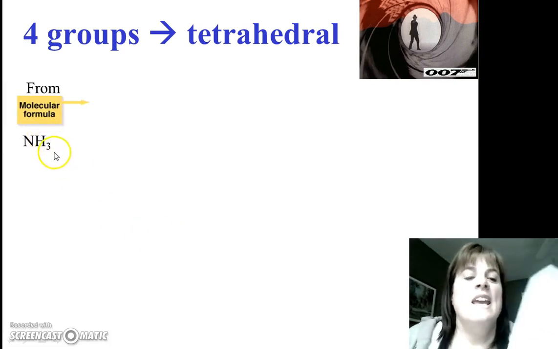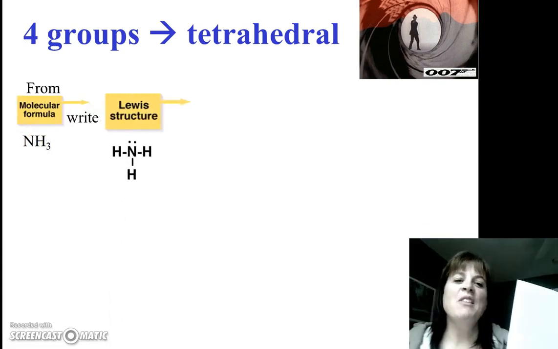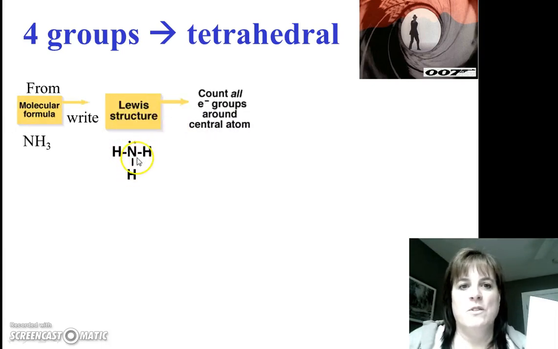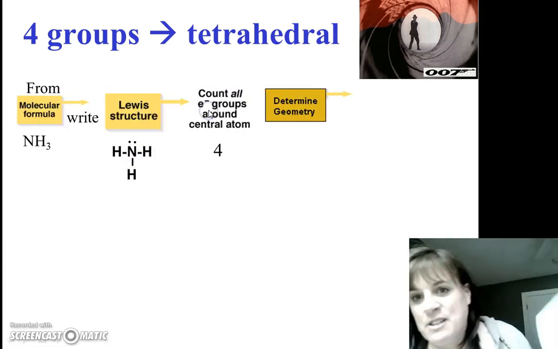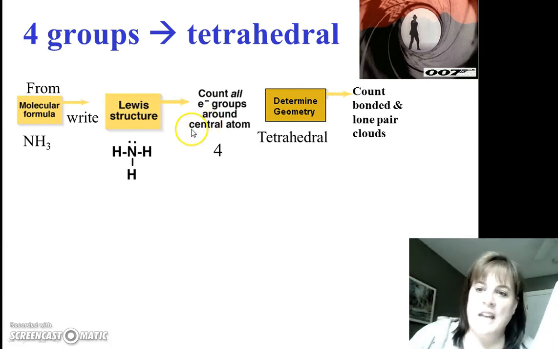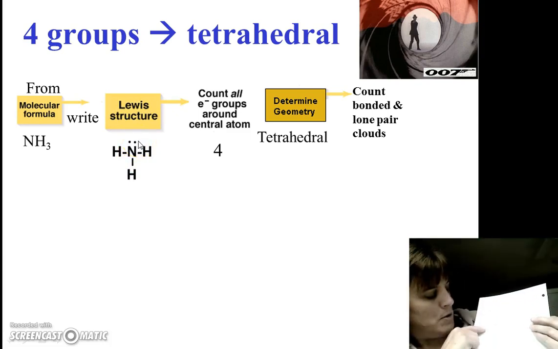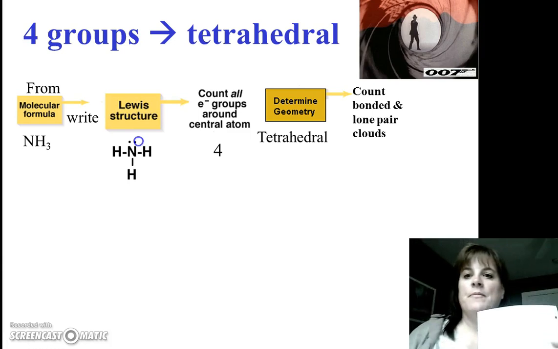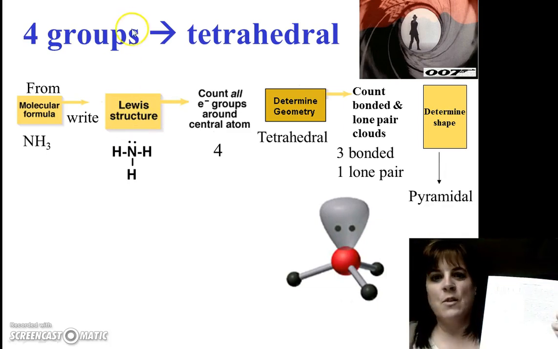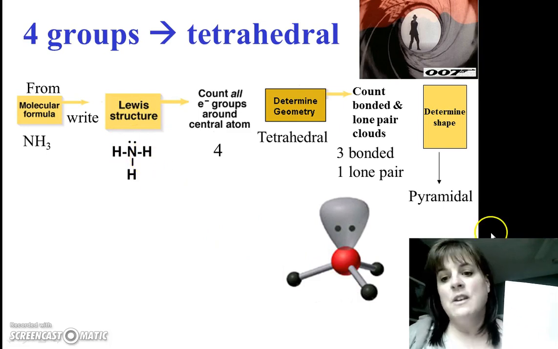How about NH3 or nitrogen trihydride, which is ammonia? The Lewis structure would look like this. So when I count all the groups around my central atom, I have 1, 2, 3, 4, which makes the geometry tetrahedral. I count all my bonded versus non-bonded, so I have 3 that are in bonds, and I have 1 that's a lone pair. So I go to my table, I say 3 bonded, 1 lone, and that makes the shape of a pyramid. So that's pyramidal. So tetrahedral for geometry because there are 4 groups, but only 3 of those are in bonds, so that's pyramidal.